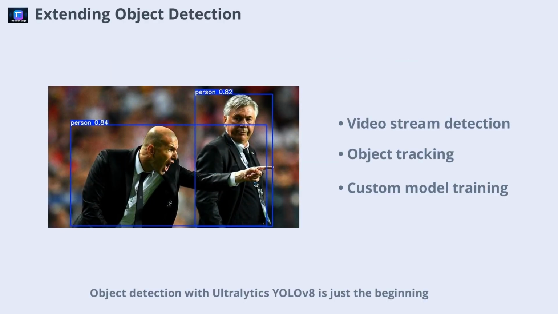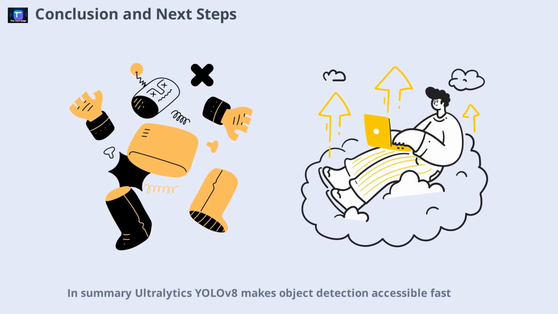Object detection with Ultralytics YOLOv8 is just the beginning. You can extend these techniques to video streams, performing real-time detection for surveillance or sports analytics. Sequential object tracking lets you follow objects across frames, analyzing their trajectories and behaviors. Advanced applications include re-identification, where the system recognizes the same object even as it leaves and re-enters the scene. You can also choose between pre-trained models for general use or train custom models for specific tasks, unlocking even greater accuracy. In summary, Ultralytics YOLOv8 makes object detection accessible, fast, and reliable.